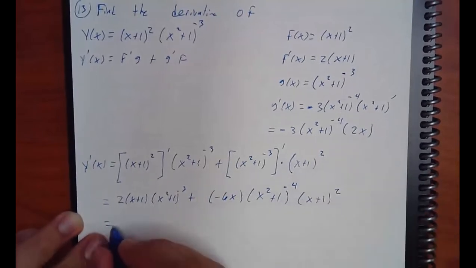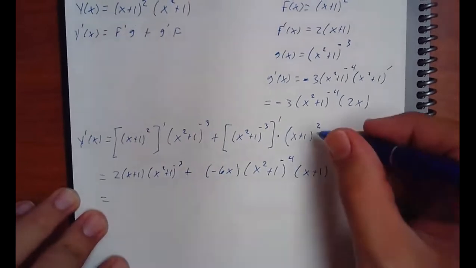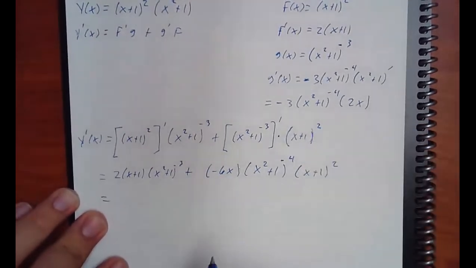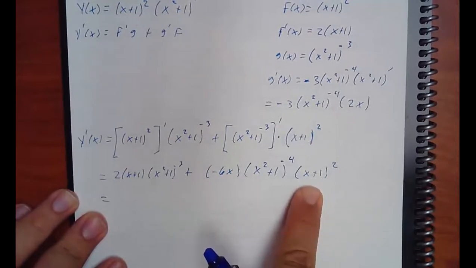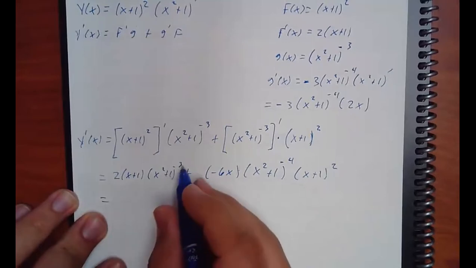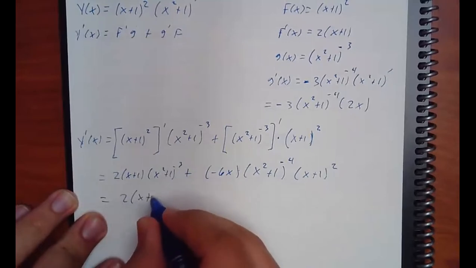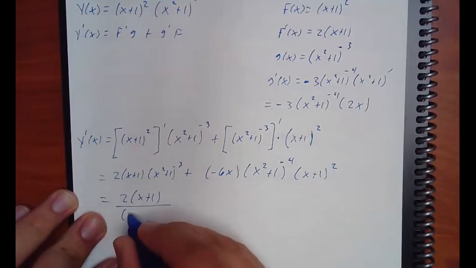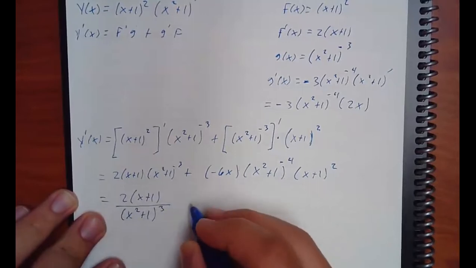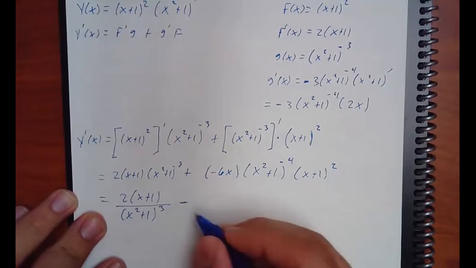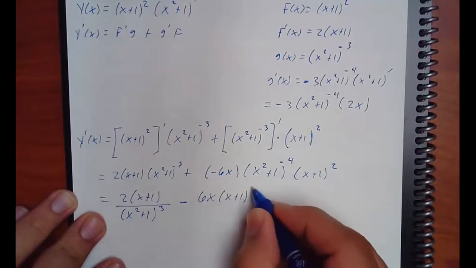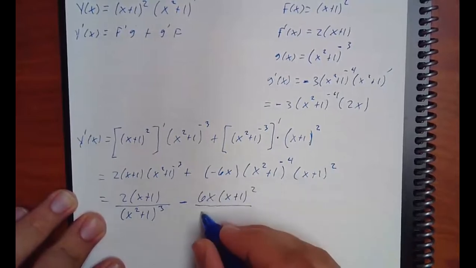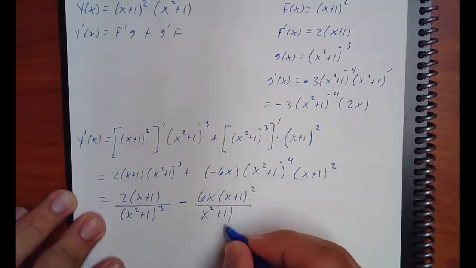Okay, at this point, just do algebra and you'll be done. The calculus step is over. Let's see, what can we do to make it prettier? This is a negative exponent, so that can be x plus 1 over x squared plus 1 cubed minus 6x x plus 1 squared over x squared plus 1 to the fourth.